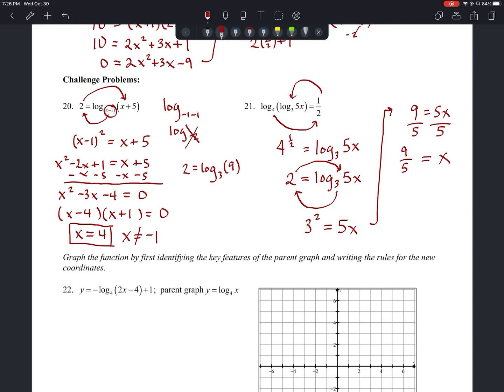Now for time's sake here, I'm just going to tell you that if we plug 9/5 back in here for x, it does work. So we should be good with that. So for 21, x is equal to 9/5.